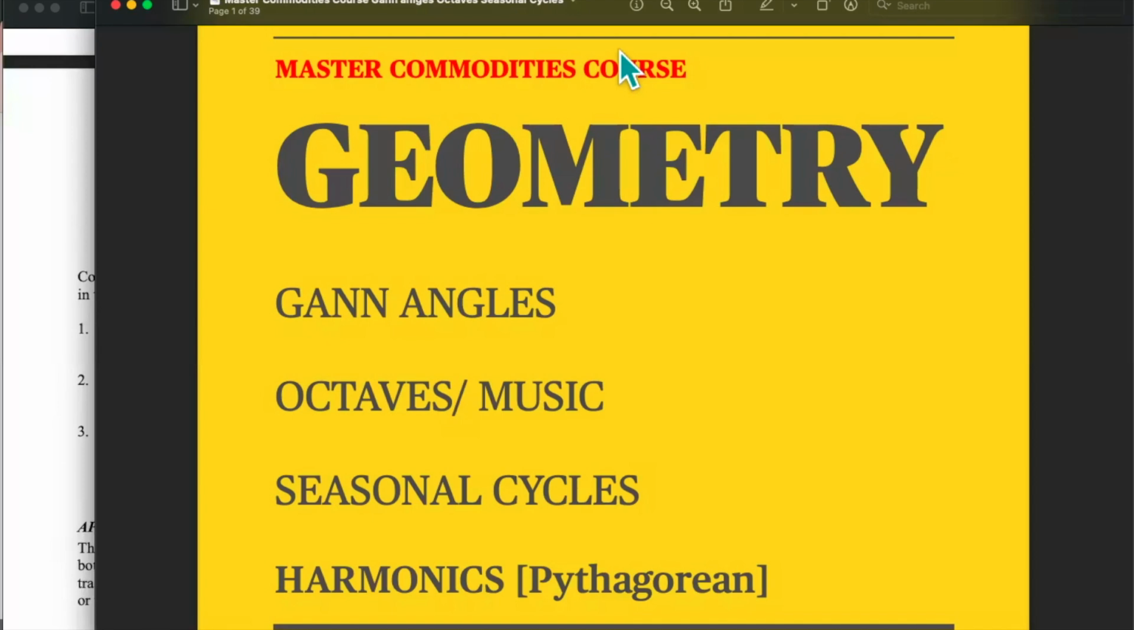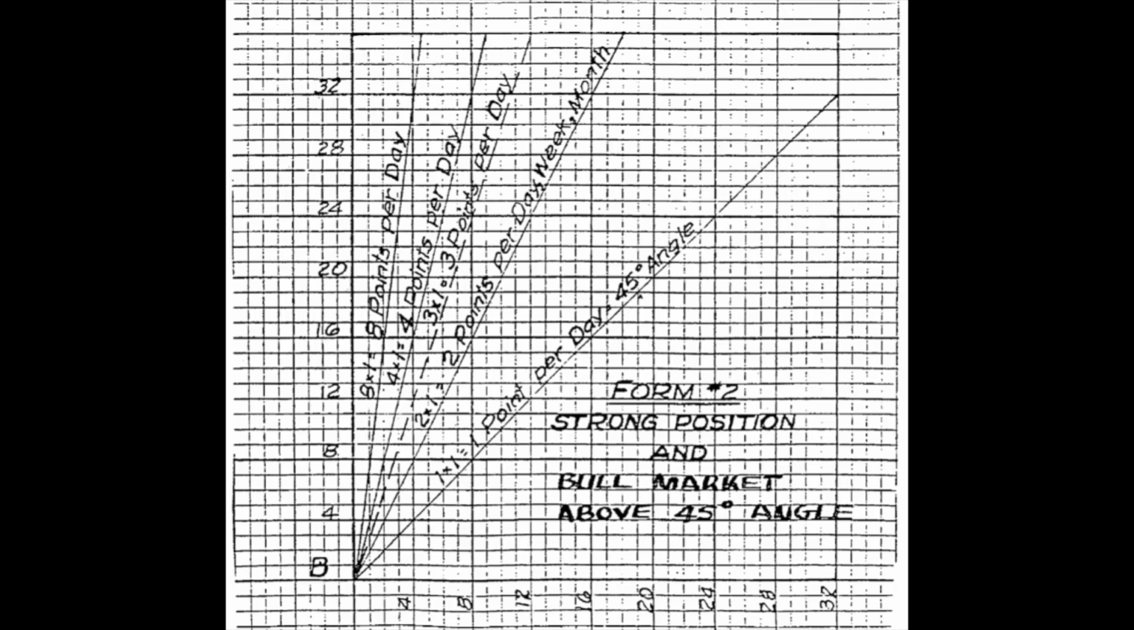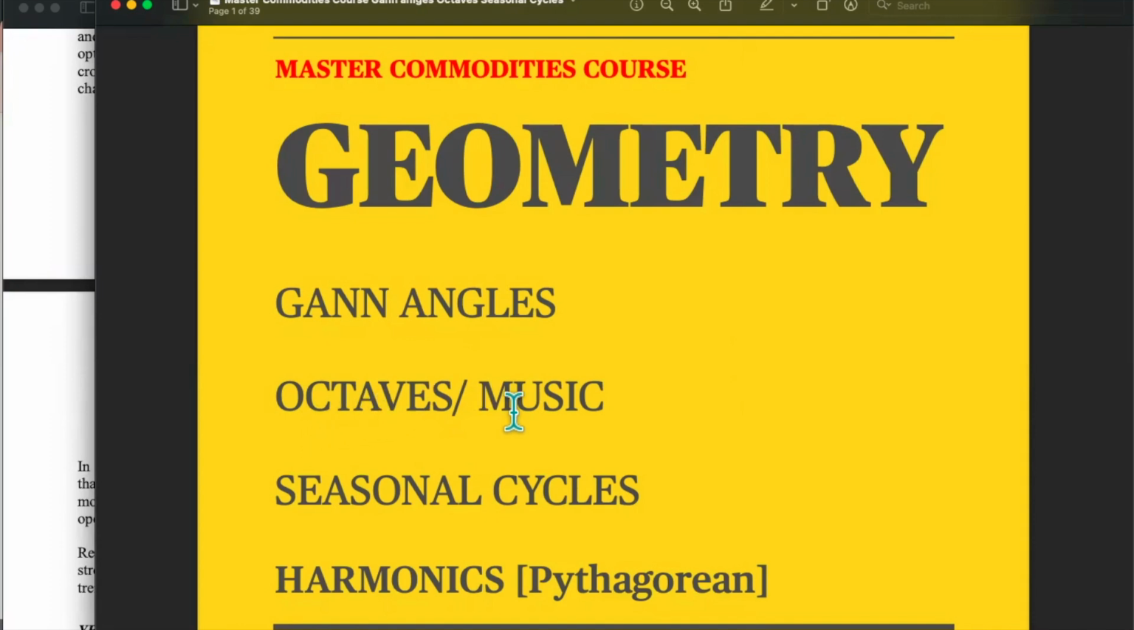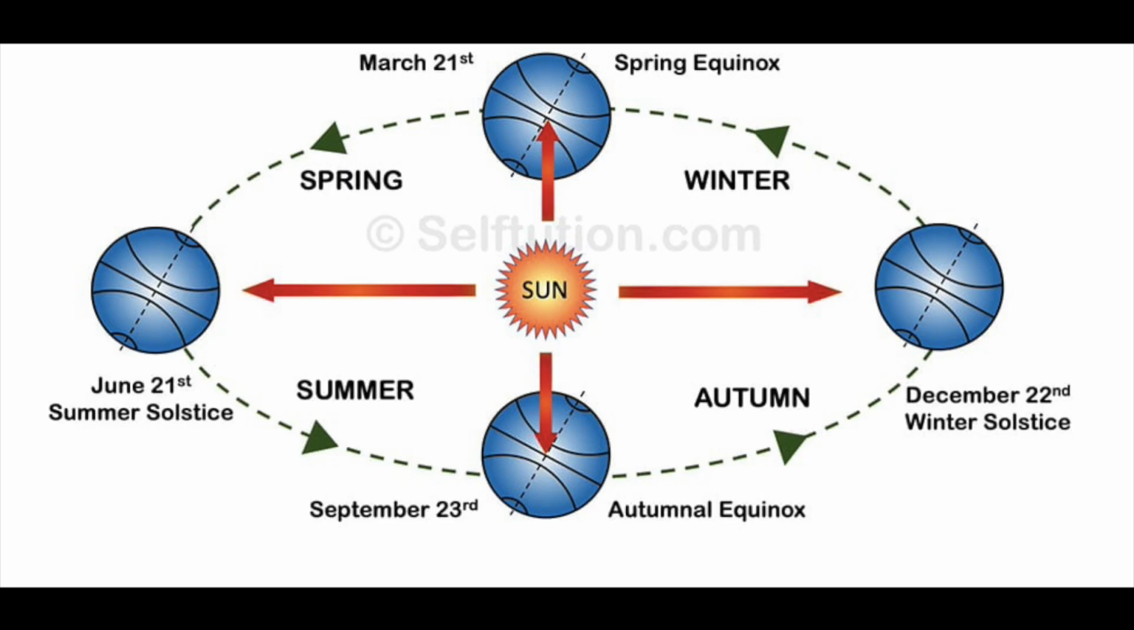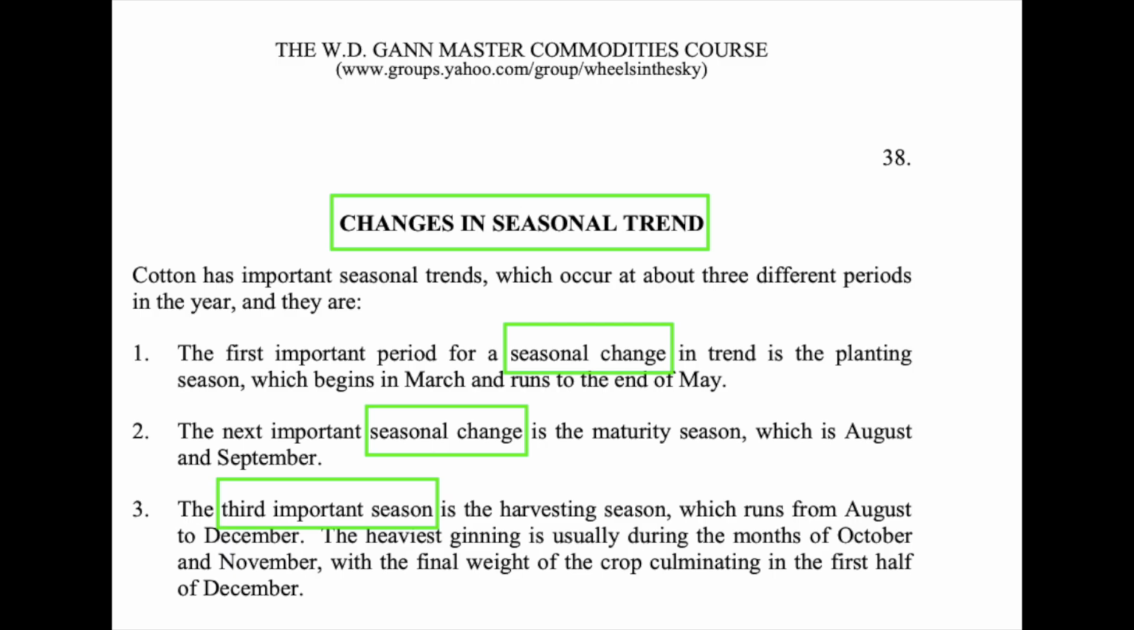Hello everyone, we will continue with the Master Commodities course of WD Gann, and here we will be specially talking about geometry in terms of Gann angles, because these Gann angles are going to be very important. We'll be discussing octaves, music, octaves about various tones which are going to be there. We'll be also talking about the seasonal cycles. Of course, we know that the seasonal cycles are important, but seasonal cycles also from the point of view of commodities, where they have been written, how they are important for us.